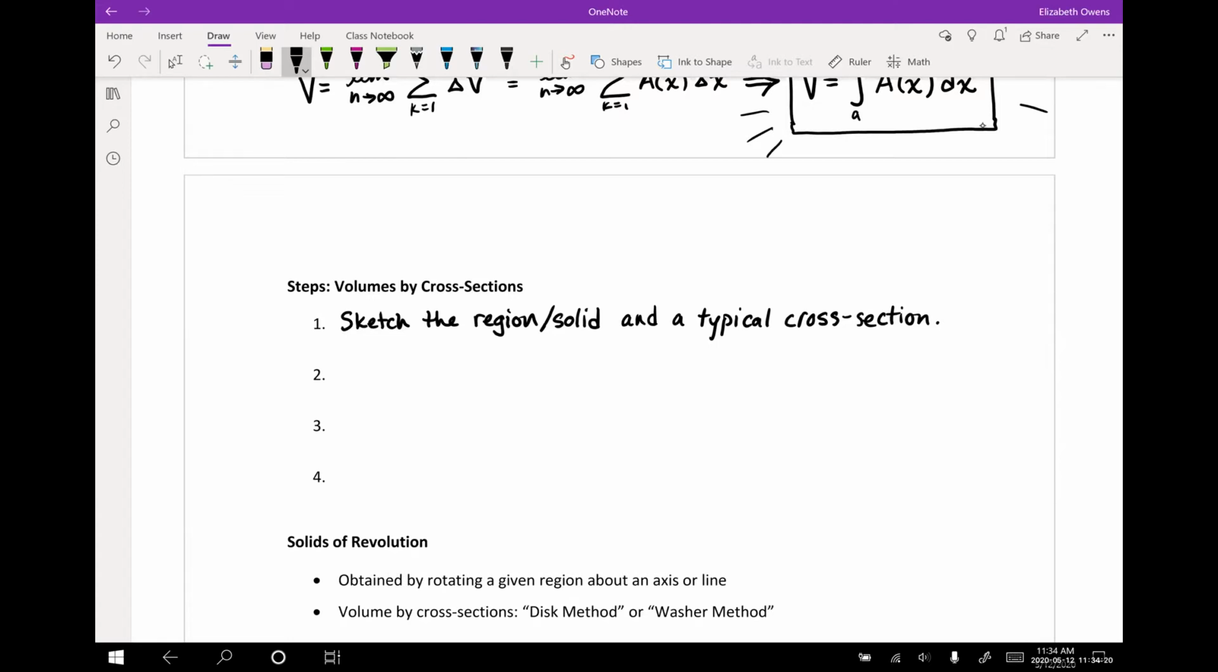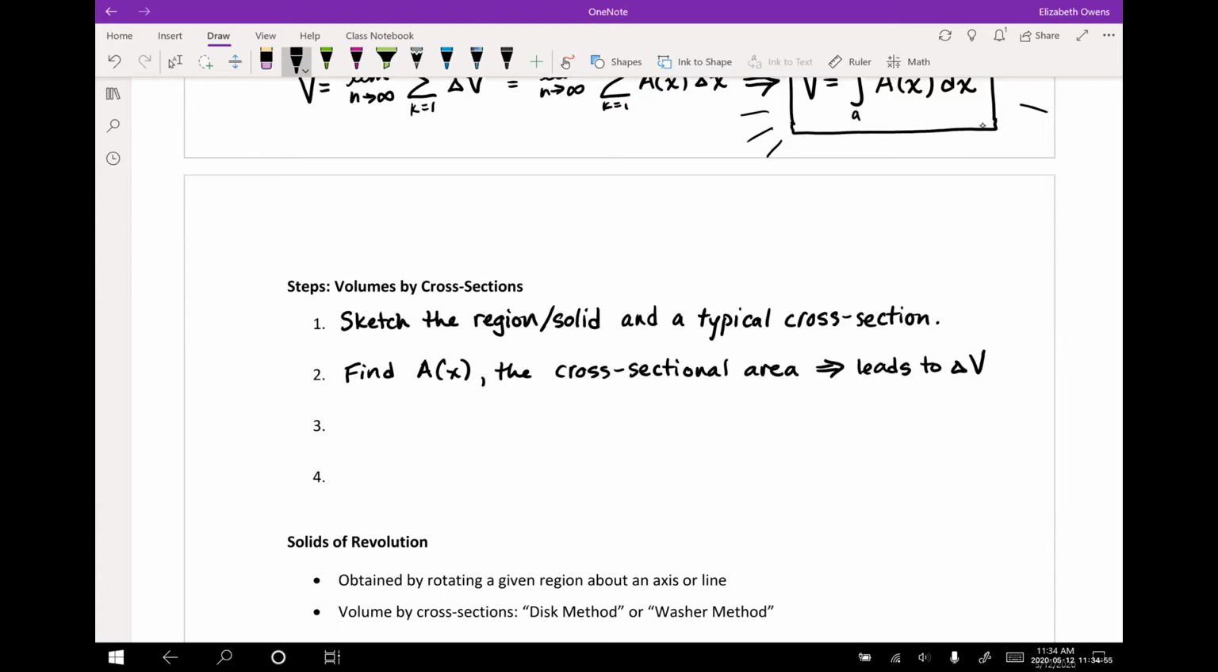Okay, that way you know what we're looking at for the cross-sectional area, because that's the next thing you're going to find. Find A of X, the cross-sectional area. And that leads you to your delta V, change in volume expression.